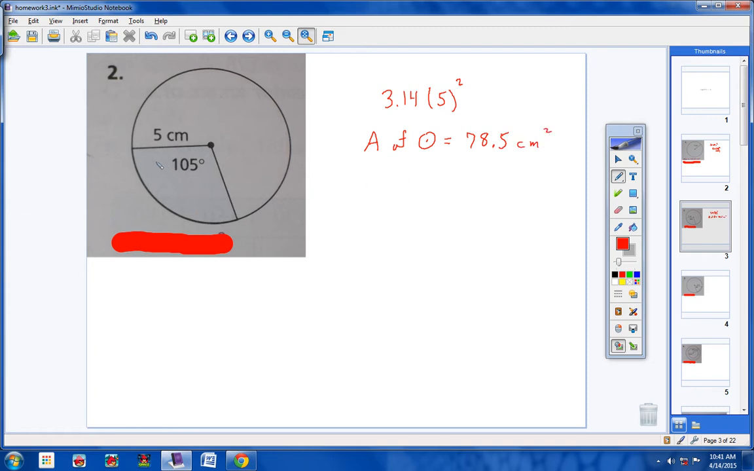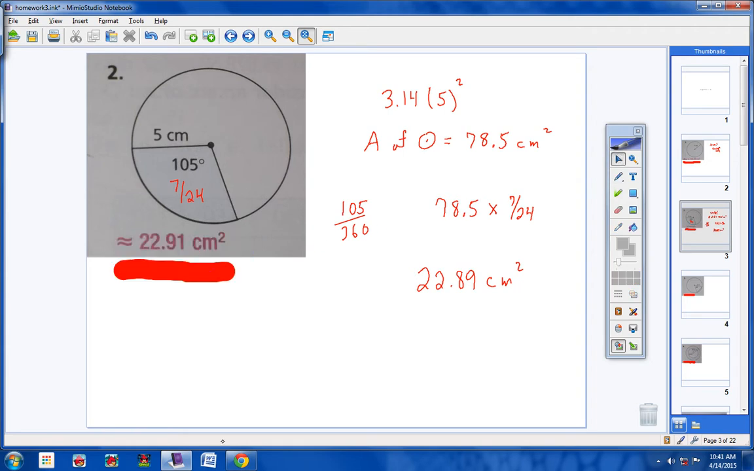Now, let's find what percentage or what fraction this sector is of the entire circle. So 105 over 360. If you reduce that, you're going to get 7/24. So this entire sector is 7/24 of the entire circle. So we take our entire area, 78.5, of means times, so times the fraction, 7/24. So 7/24 times 78.5 is going to give you 22.89 square centimeters. Now their answer will be a little different, but nonetheless, be very close.